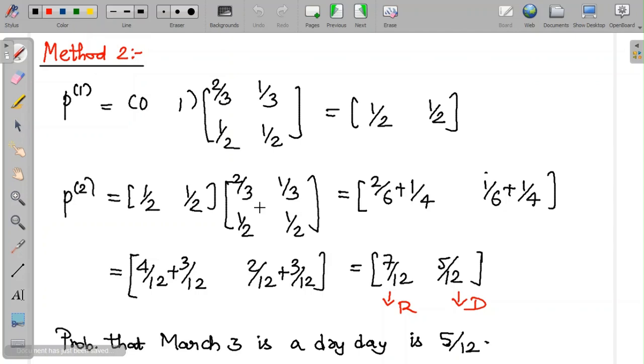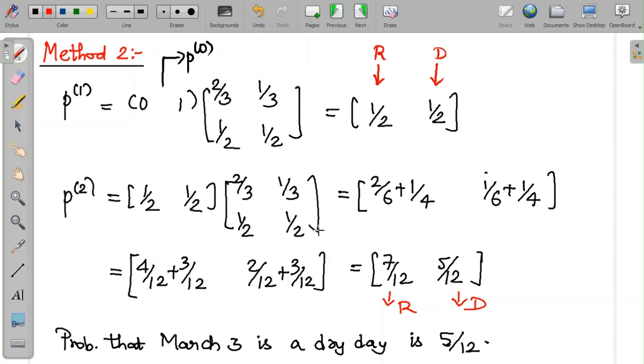So to find P1, we find P0 and M and multiply both. And here, this is P0, as we discussed before. We began with a dry day, so that has a 0, 1 entry, and the 2 by 2 matrix defines the TPM. The product of these two gives us half. So March 2nd could be a dry day, could be a rainy day, with a probability of half and half.